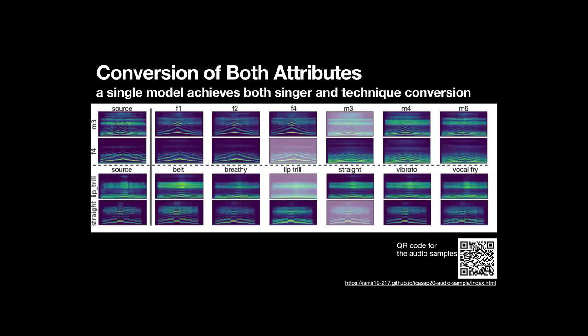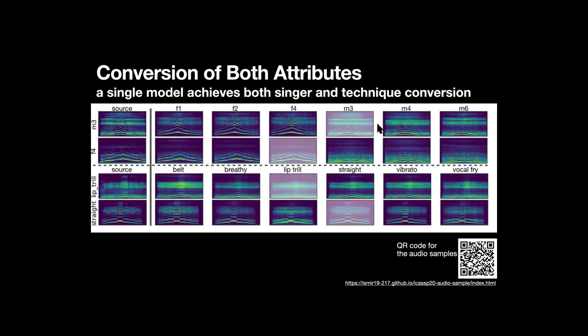And these are the conversions of both attributes. This shows some sound samples later. So this is a single model that can achieve at the same time both singer and technique conversion. More specifically, in the upper row, we convert the singer. So for example, we can convert the male singer number 3 as the source singer to other singers. So we can do cross singer conversion.